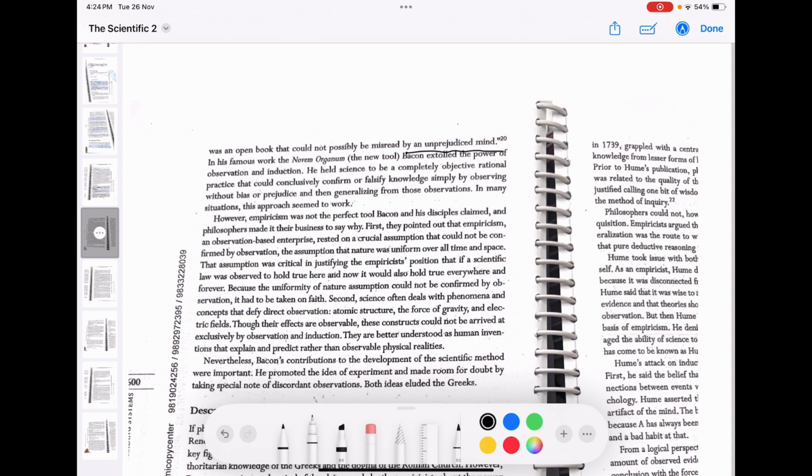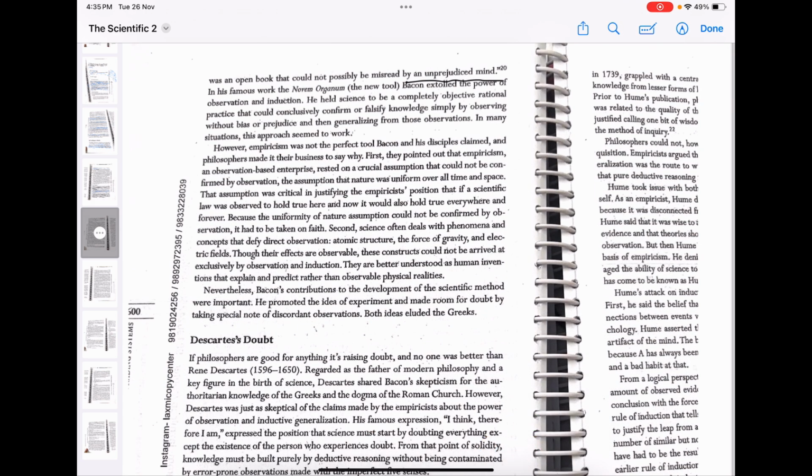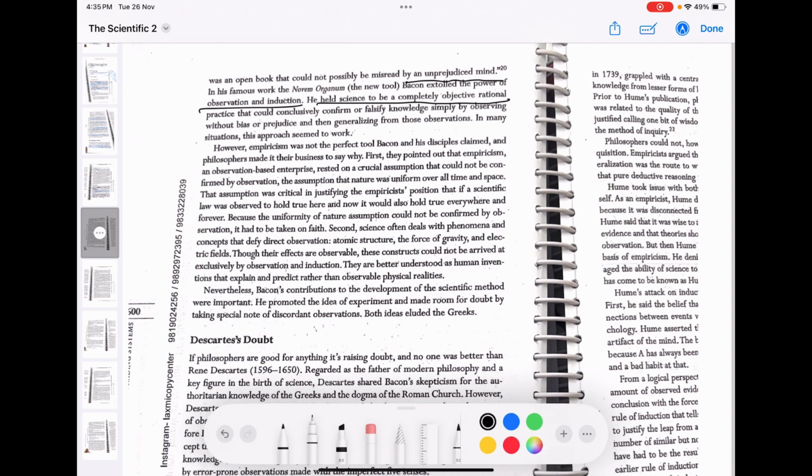So, one of the biggest things which Bacon followed was that there should be no prejudice or bias, and we need to look at things objectively. Bacon extolled the power of observation and induction. He held science to be a completely objective practice that could conclusively confirm or falsify knowledge, right? We are human beings, right? So we obviously do have subjective opinions, which means that everyone has different views and different opinions.